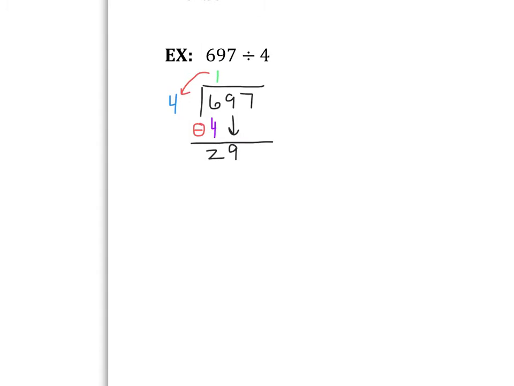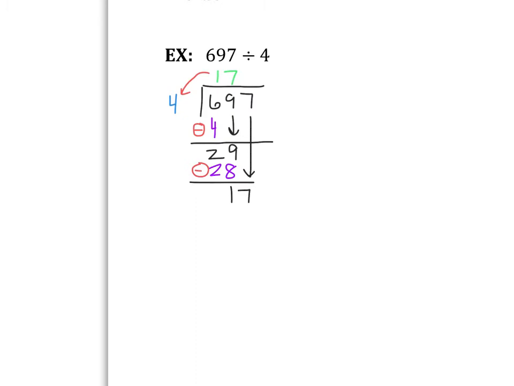Now we go through the process. What times 4 gets us to 29? Or, 4 goes into 29 how many times? And hopefully we recognize that's 7 times. So 7 times 4 is where we get 28 from. And now we just have to subtract that quantity. So 29 minus 28, we get a 1. And now I bring the last guy on down, 17.